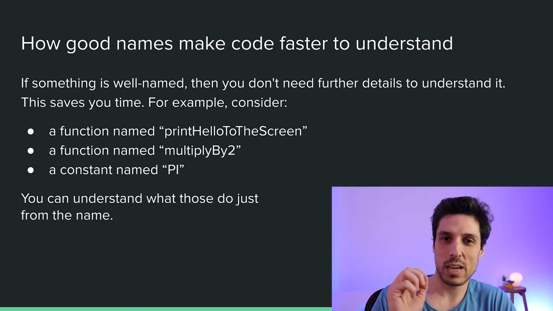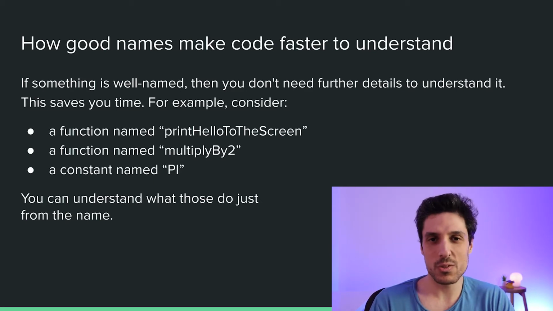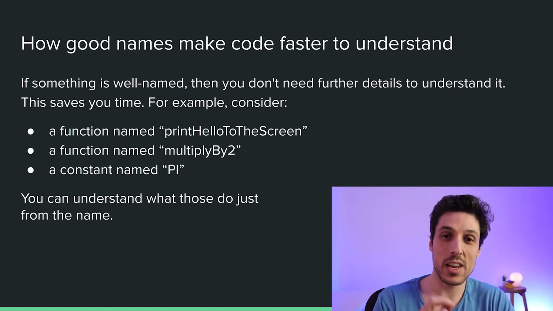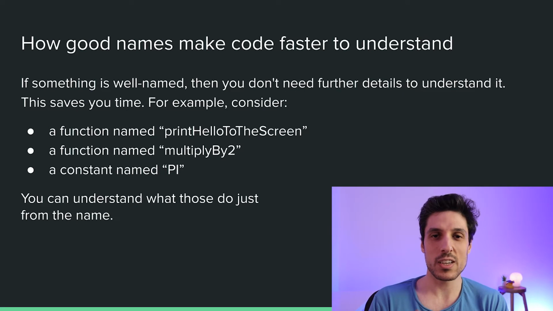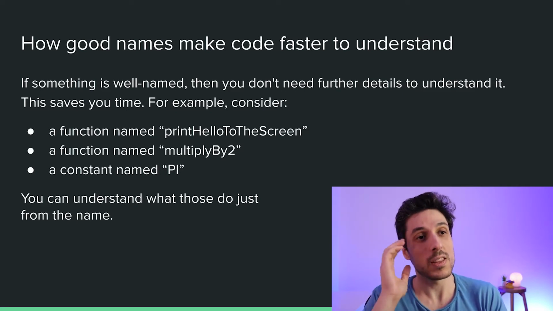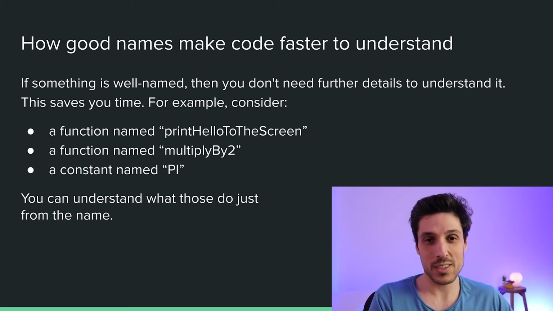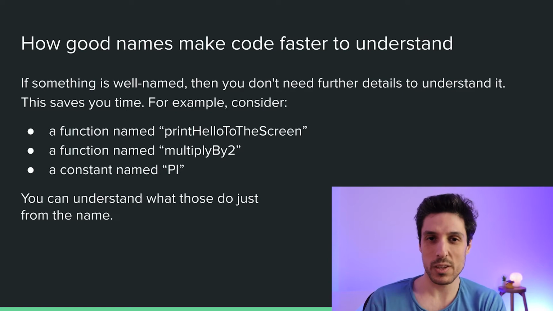To start with, how good names make code faster to understand. Well, if you consider that you have a function named print hello to the screen, you know what the function does right away. You're not thinking, I don't know what that does, let me read the function body so that I have a good idea of what it actually does and how I can use it. A good name instantly tells you what something does, which saves you time.